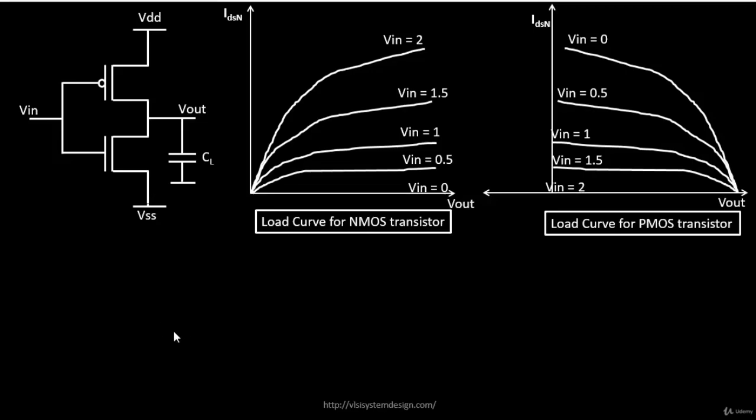That will take an amount of time. So what we'll do is take these two curves, merge them, and derive the voltage transfer characteristics for the CMOS inverter. So let's try to do all this in the next video.